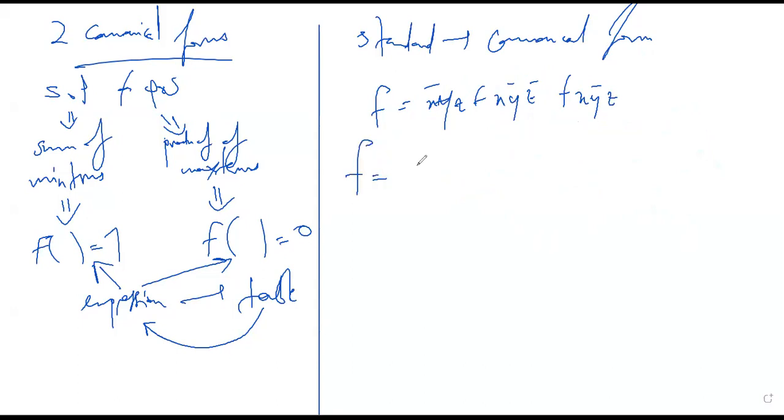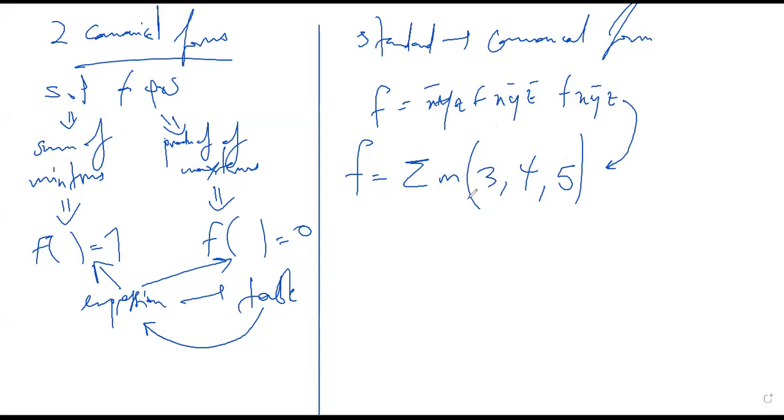F is equal to the sum of min terms. This is 0, 1, 1. What is 0, 1, 1? I need a number here. That's a 3. We have a 1, 0, 0. That's a 4. We have a 1, 0, 1. That's a 5, right? Yes. I can go directly from the expression to the shorthand notation.